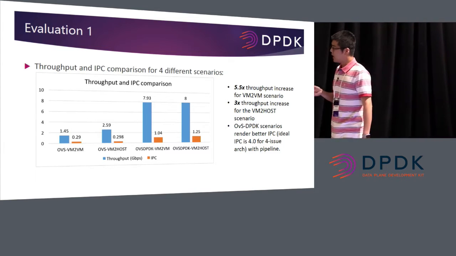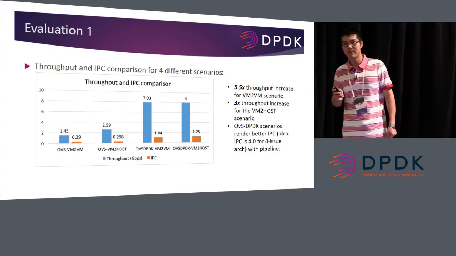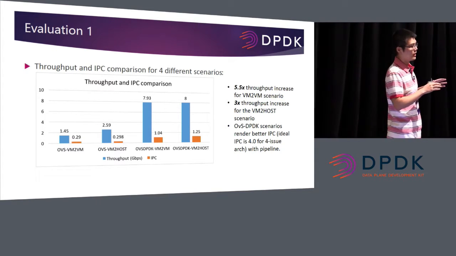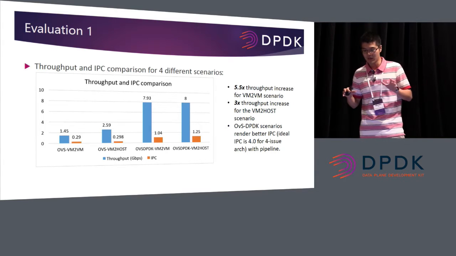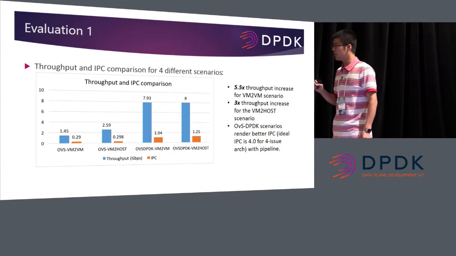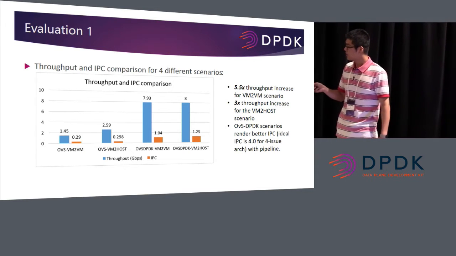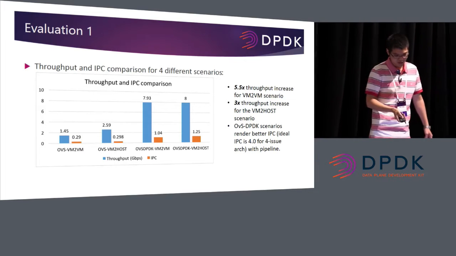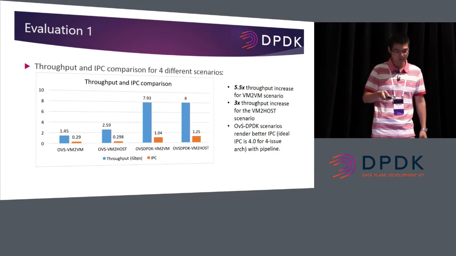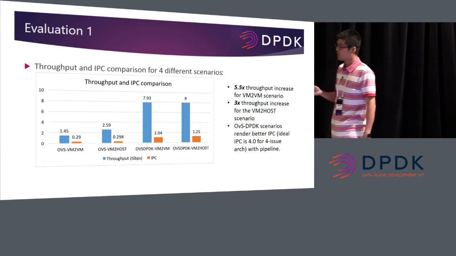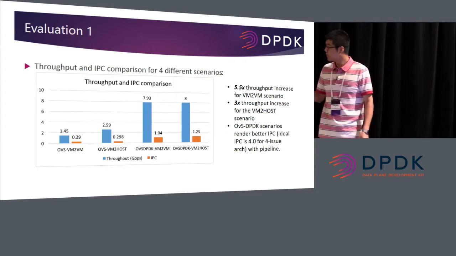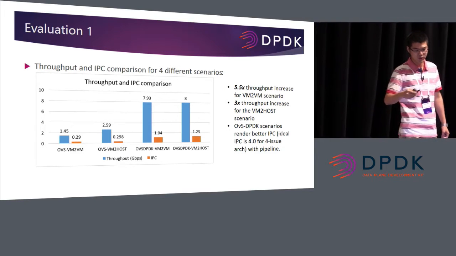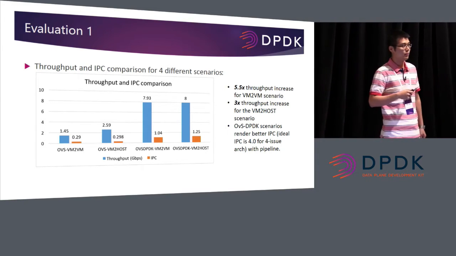Okay, so if we look at the orange bars, that stands for the IPC number. For a typical 4-issue architecture, we know that the ideal IPC is 4. If we are not using OVS DPDK, then the IPC is much lower than 1, like 0.3 or 0.2, something like that. But for the OVS DPDK cases, this number is much higher. It's like 3 to 4 times higher, and it's bigger than 1.